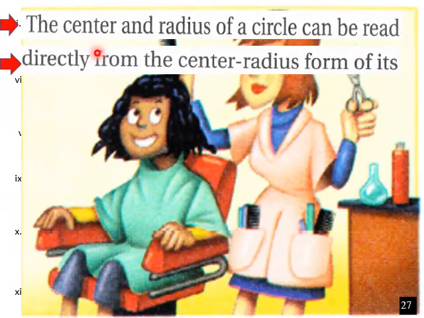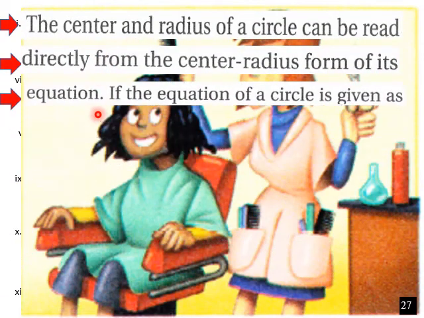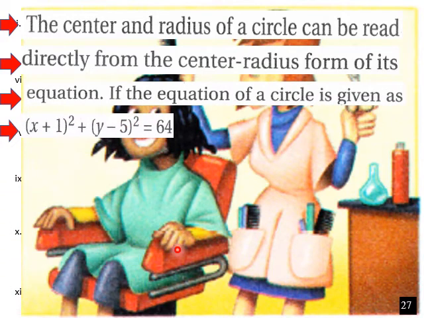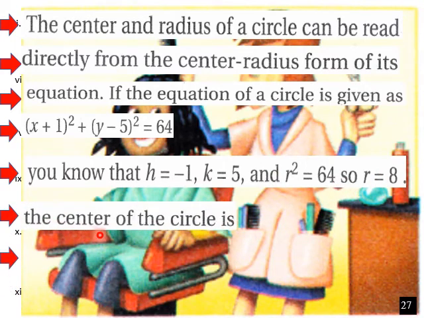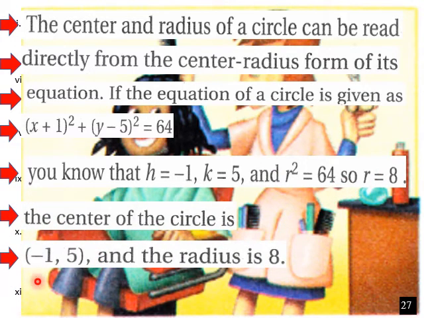The center and radius of a circle can be read directly from the center radius form of its equation. If the equation of a circle is given as (x + 1)² + (y − 5)² = 64, you know that h = −1, the negative of this, and k = 5, and r² = 64, so r = 8. So the center of the circle is (−1, 5), and the radius is 8 in that situation.